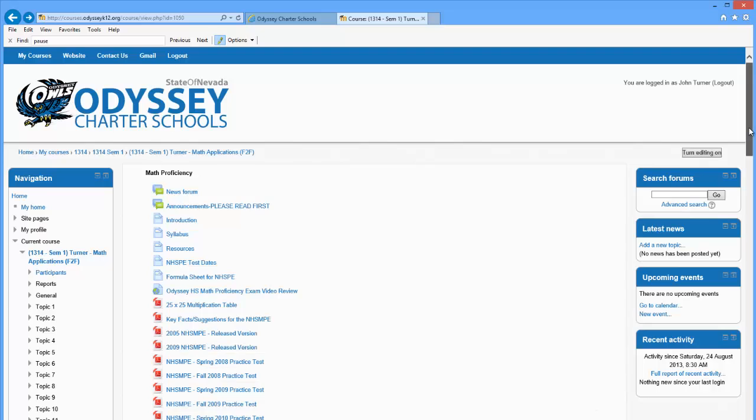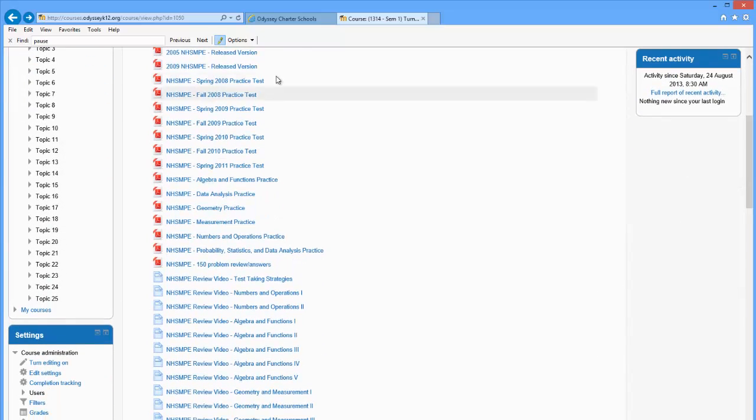Let me go ahead and move this on up. And after you see all these practice tests, and these tests, by the way, have keys that go with them, you can check your work to see how you're doing, and then therefore you'll know what to ask questions about. There's a breakdown for algebra and functions practice. There's a data analysis practice. There's a geometry practice. There's a measurement practice, numbers and operations, and then probability, statistics, and more data analysis.